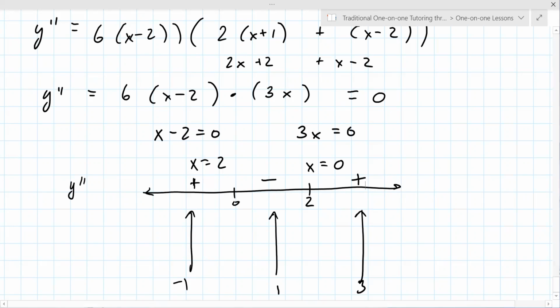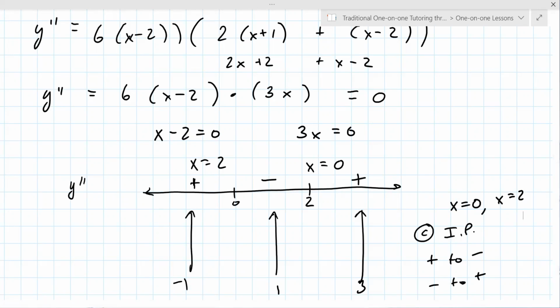Okay, so if we remember what we're doing, point of inflection. So the point of inflection is where it changes? Yeah, it's plus to minus or minus to plus. So there's 0 and 2. Yep. So x equals 0, x equals 2. Okay. All right. So we're going to quickly move to 23.